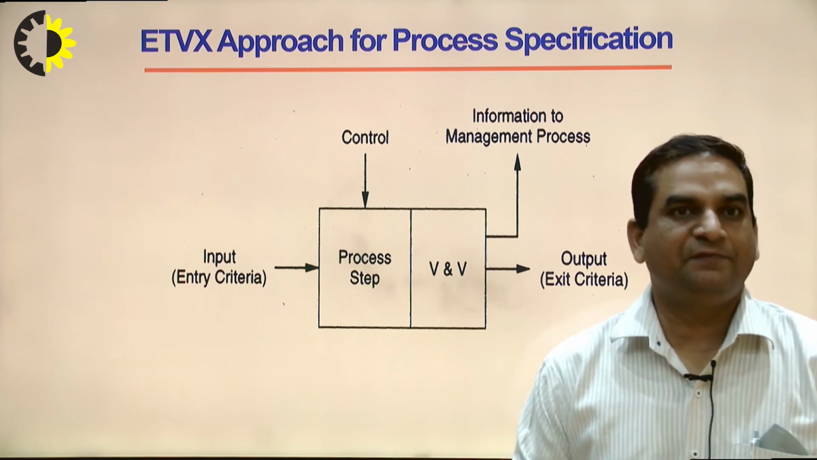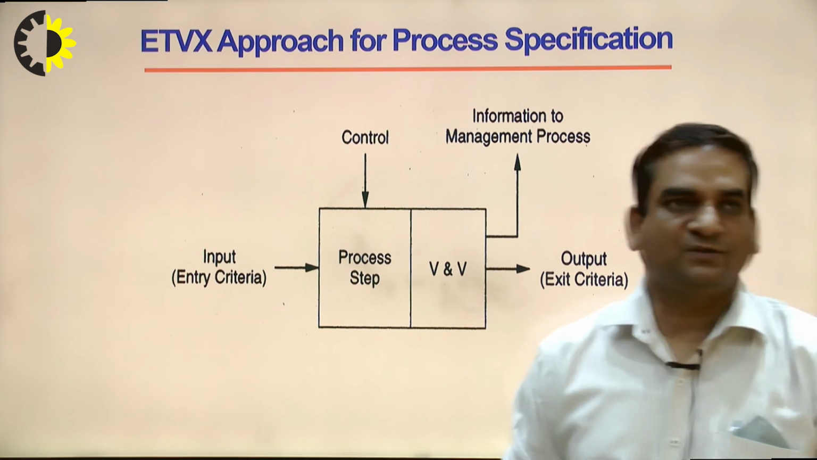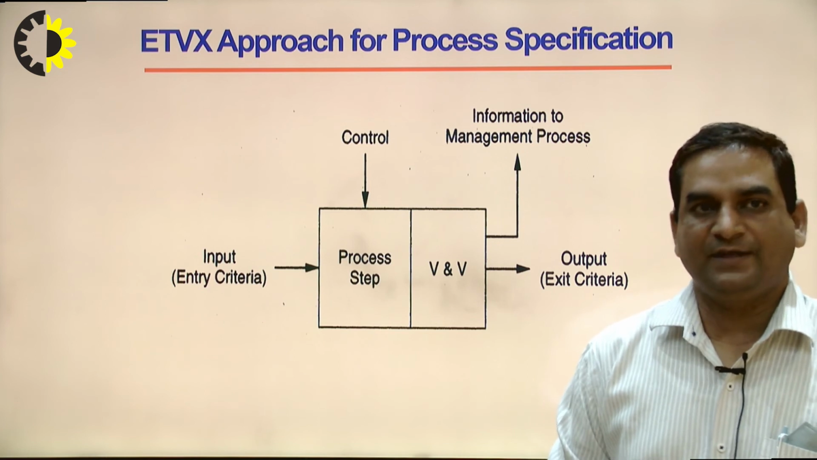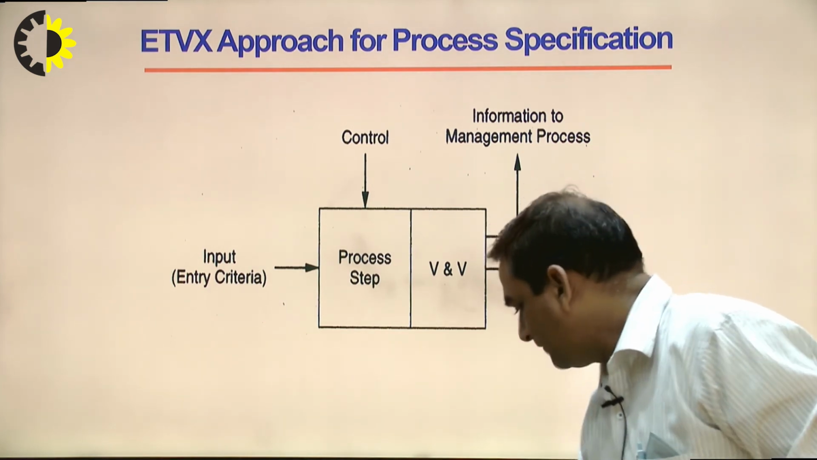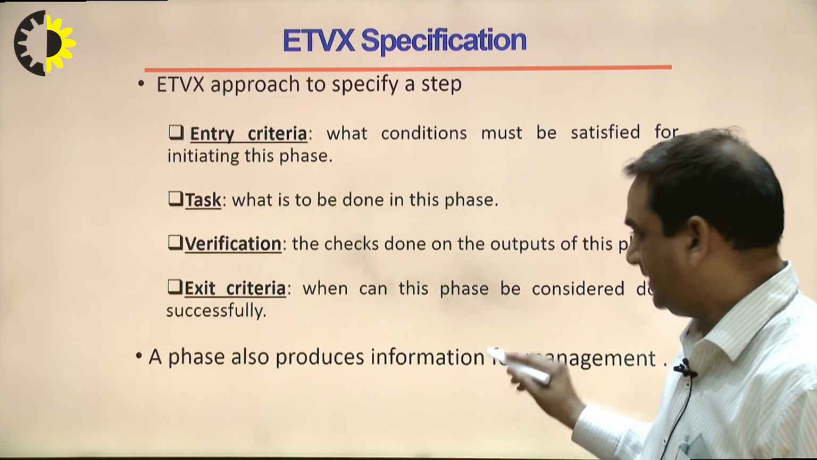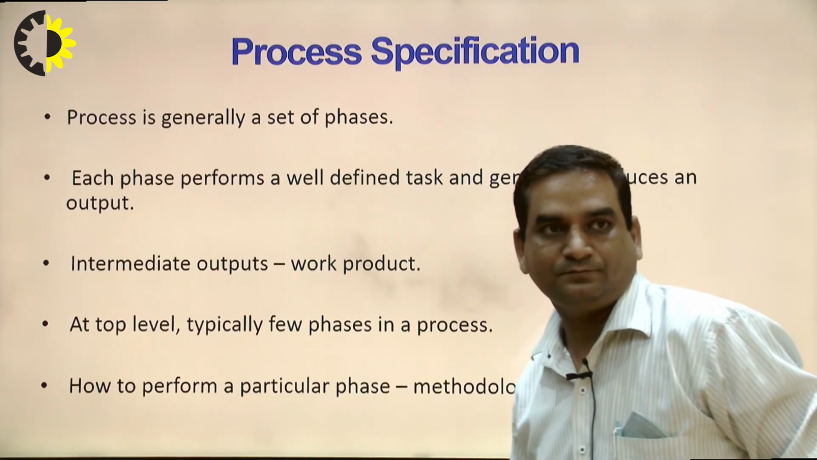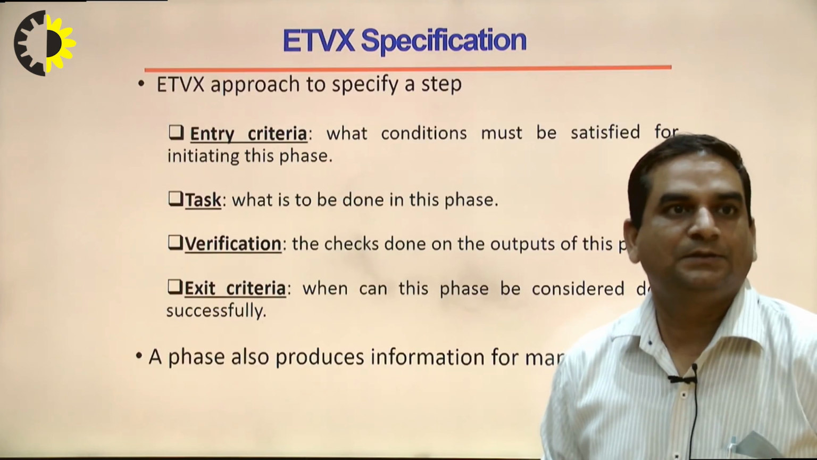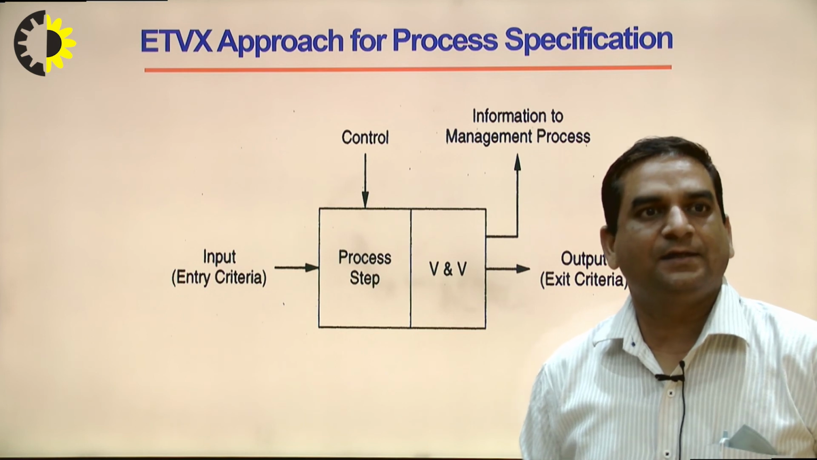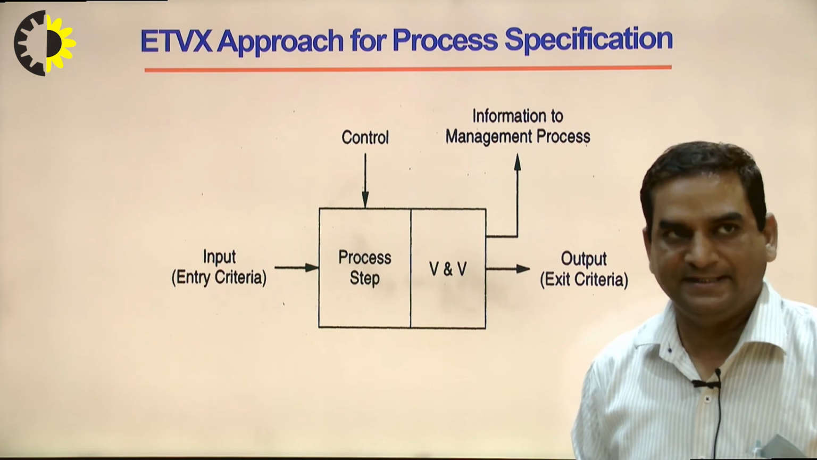Graphically, we can see the ETVX approach like this: input as the entry criteria, then process steps, and then control, verification and validation. Then this is the output, the exit criteria, and after verification and validation, some information can be used for the management process.